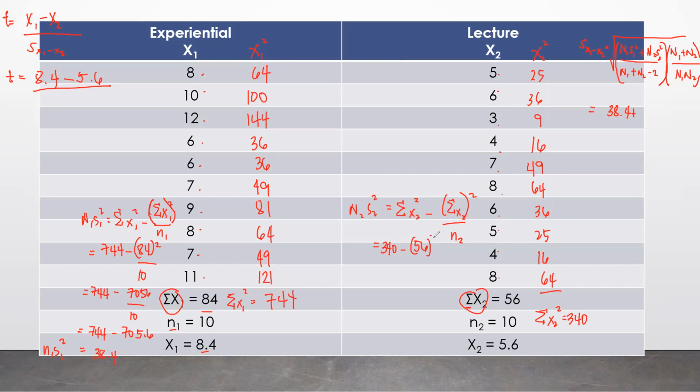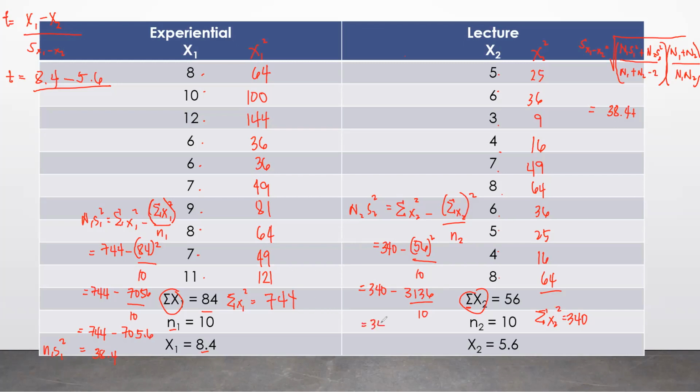So again, nasa labas ang squared ha, 56 squared. And then N2, ilan ito lahat ng number of observations? That's a total of 10. So 340 minus 56 squared is 3,136 divided by 10. Tama ba? Ulit, 56 squared.